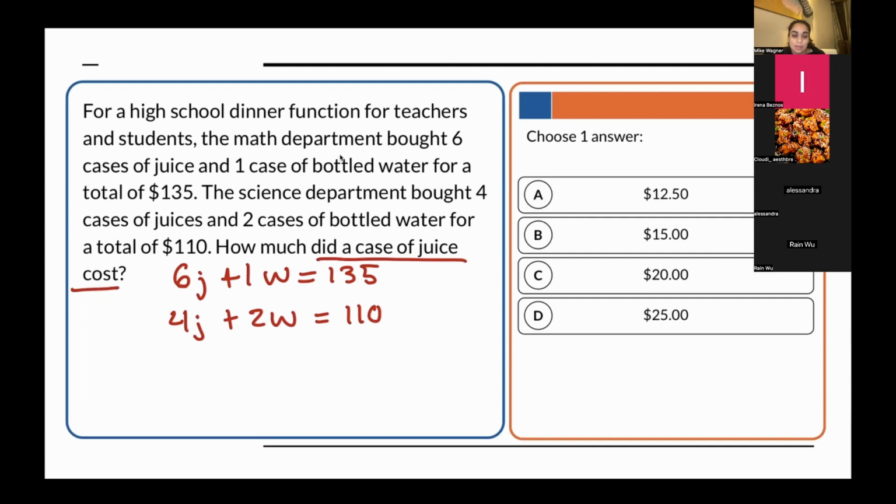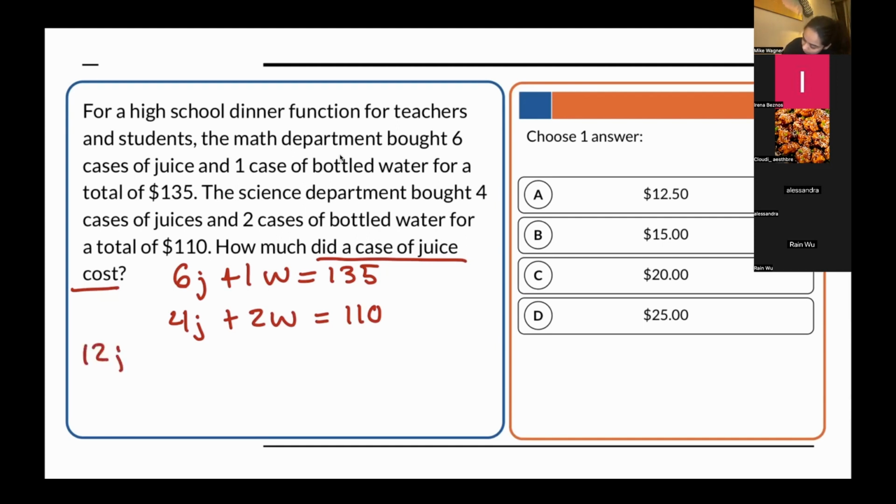When I look at this, when it asks how much did juice cost, when you do substitution or elimination, it would be a waste of time to solve for W first when you can just solve for J first and just have your answer. And also the equations are kind of set up that way. So we have 6J plus 1W equals 135. 4J plus 2W is 110. It would be really nice to just multiply the first equation by 2.